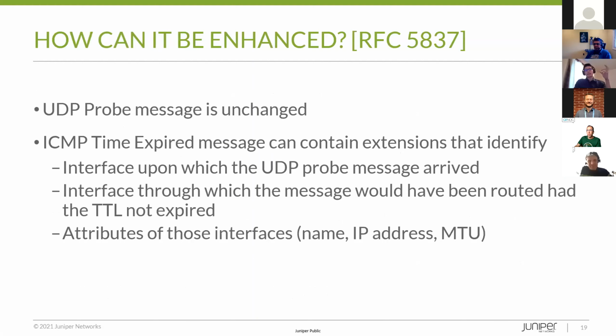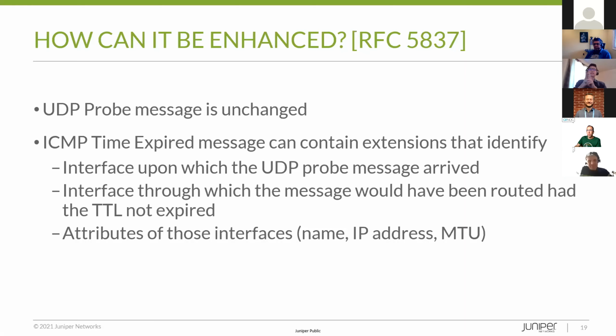So this was enhanced in RFC 5837, which actually doesn't change the UDP probe message at all, which is nice because then we can send the same TRACEROUTE messages we've always been sending, don't have to change any code, and it will work. Instead, what we do is we add an extension to the ICMP time expired message. And this extension will contain a bit of information that will tell us which interface the UDP probe message arrived upon, so we can see where our packets are going.